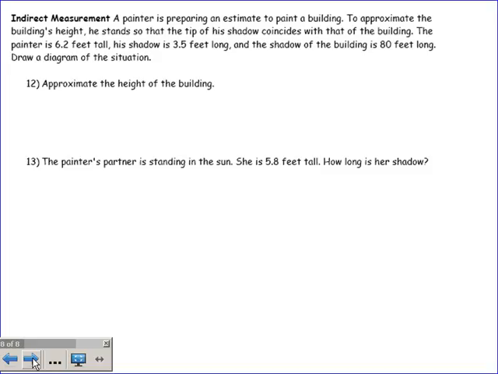Go ahead and draw the diagram of the situation. I don't know what your building wants to look like. I have no idea. There's plenty of room at the bottom for you guys to draw that. By the way, this method never works on a cloudy day. If it's a cloudy day, you don't have shadows, so you can't really do it.